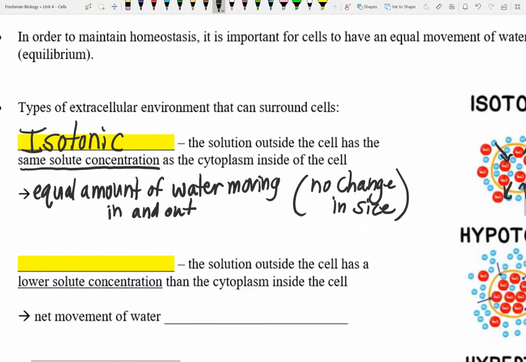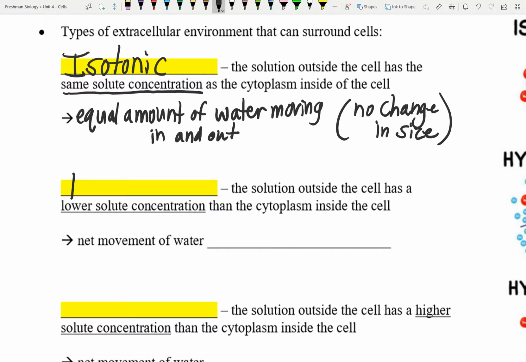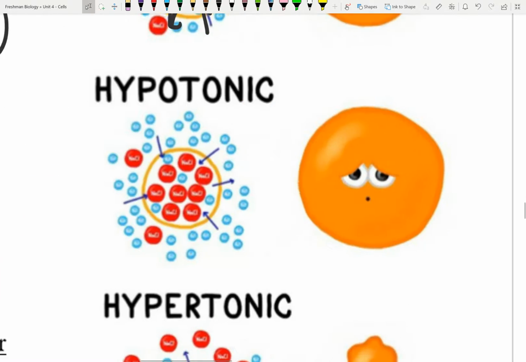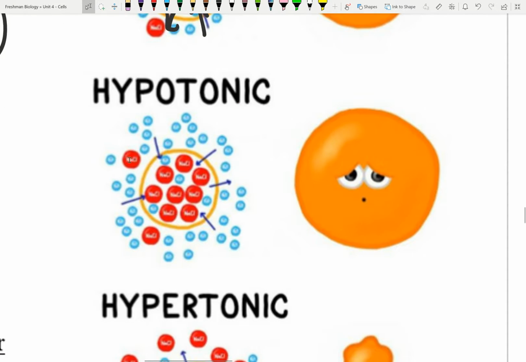Okay. Now, the next type of environment that a cell could be surrounded by is a hypertonic solution. No, sorry, I'm sorry. We next have hypotonic. My bad. Switched the order. Okay, hypo. Hypo means low or less. So here, the solution around the cell is going to have less solute in it. So let's look here. This fluid surrounding the cell, you can see there's hardly any of the red solute in it.